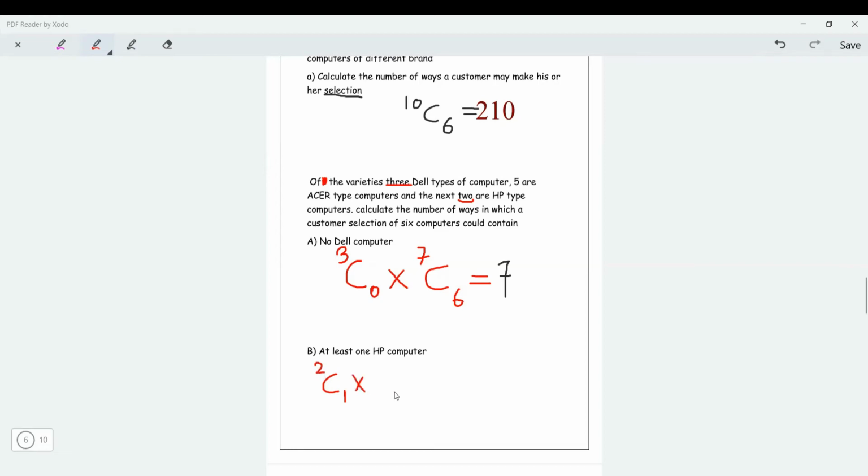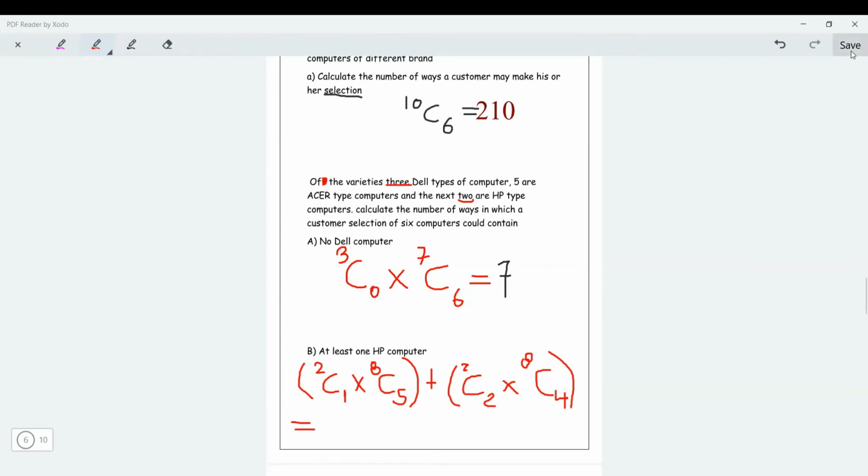multiplied by, now how many computers are left to choose? 5. 5 from how much? 8, because they have 2 HP. Plus, it says at least, so there is also the possibility that the customer may want to choose both HP, so they're choosing 2 from 2, times, how many computers would be left? 4, and 4 from the remaining 8. So this would be the calculation for finding the number of ways of choosing at least 1 HP computer.